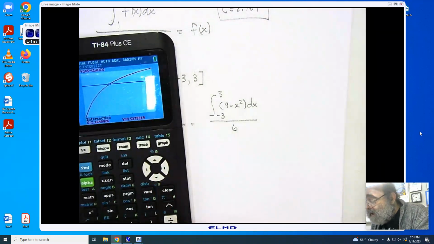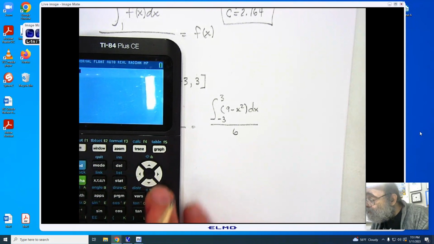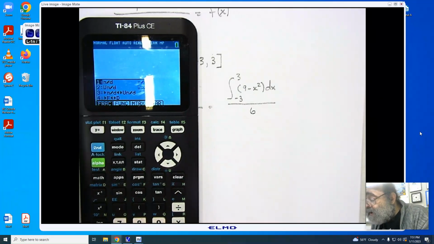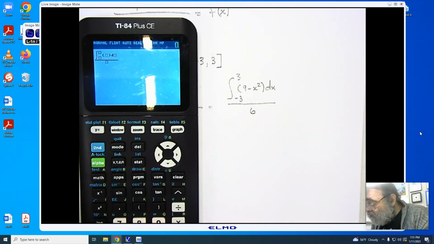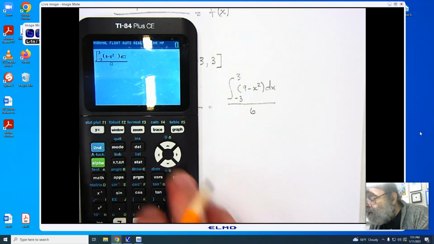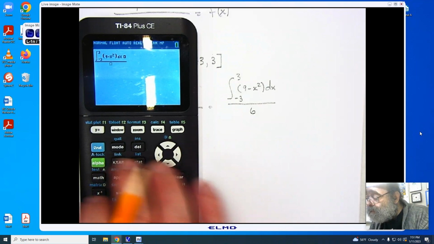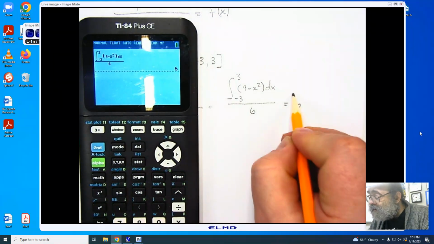So we're going to put it into our calculator, go to the home screen, and make your fraction. In the numerator, put math 9 from -3 up to +3. In the parenthesis, put 9 minus x squared dx. In the denominator, put 6 and hit enter. The value we get is 6.